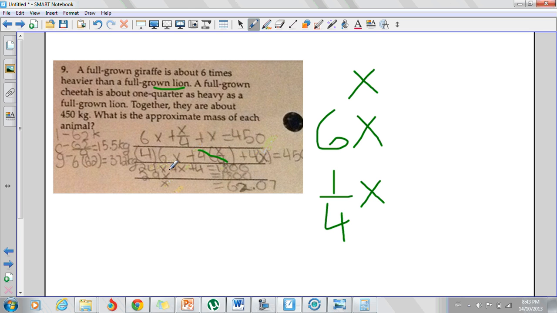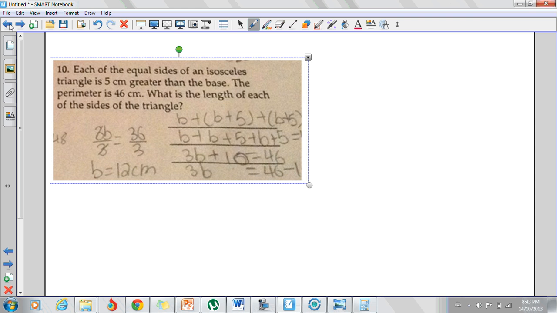When that was done, you just had to combine your x's together, and then bring your positive 4 over to the other side. So it's basically the same method every single time. You just got to figure out what's going to be x, what's going to be part of x, and then combine things and then solve it algebraically.